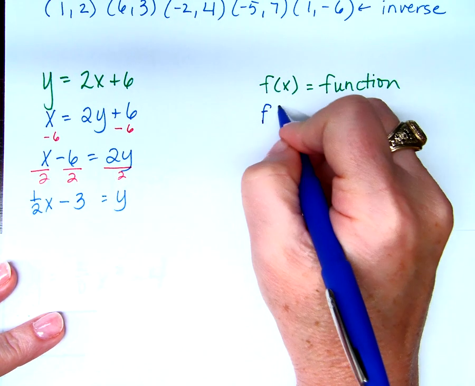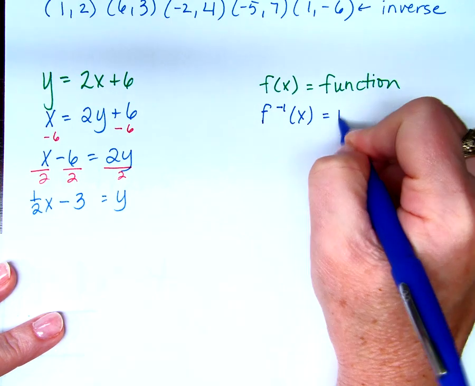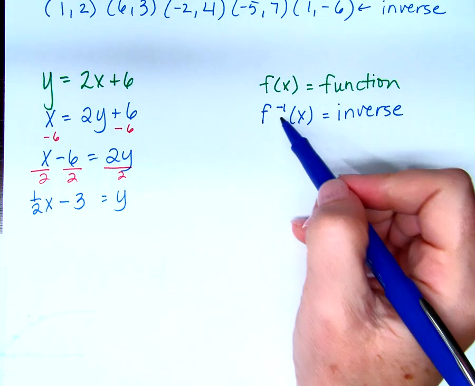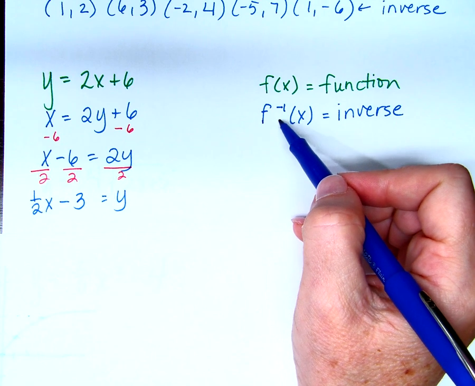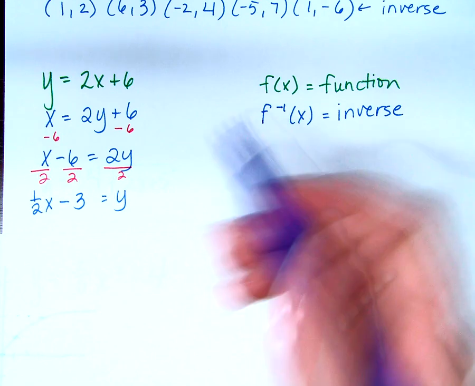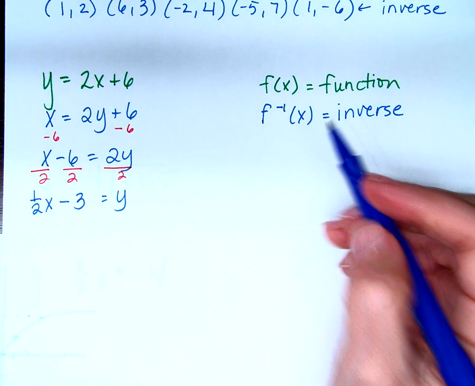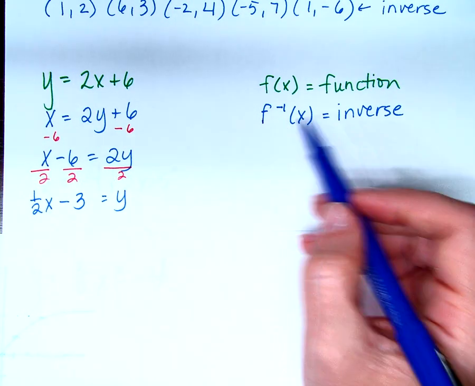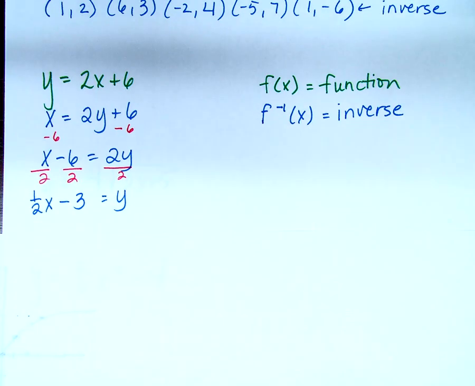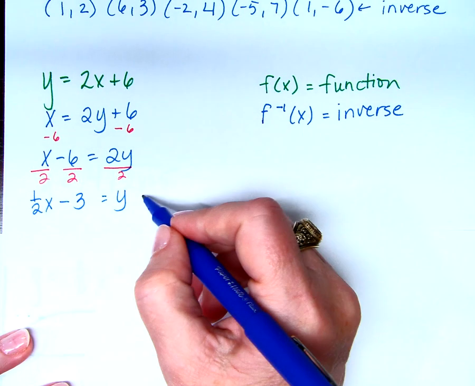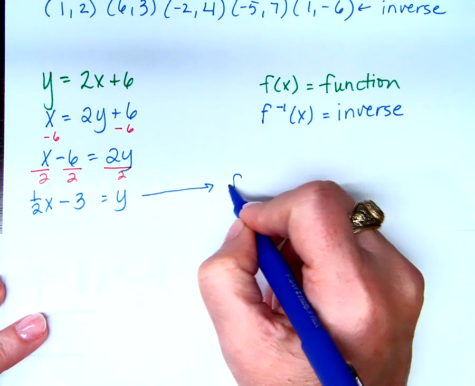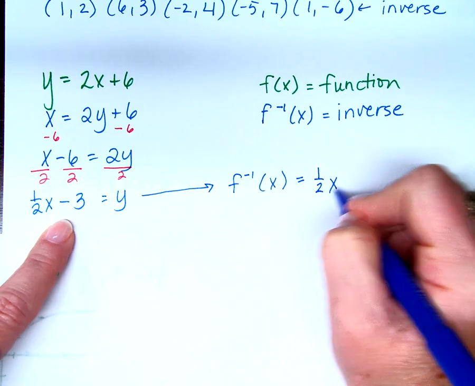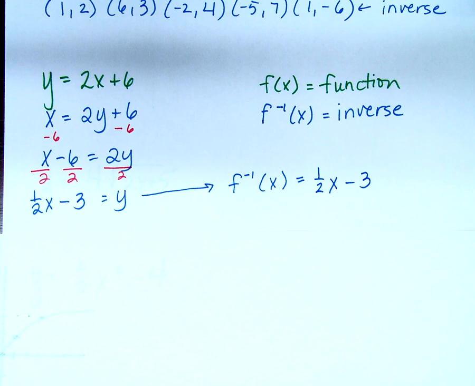This means it's the inverse. That's a notation. This negative 1 is not an exponent. It's where we put exponents, right? But it's not acting as an exponent right now. It's acting as a notation, meaning inverse. We say f negative 1 of x. You okay with that? So really all I have left to do is come down here and write f negative 1 of x equals 1/2 x minus 3. Done.